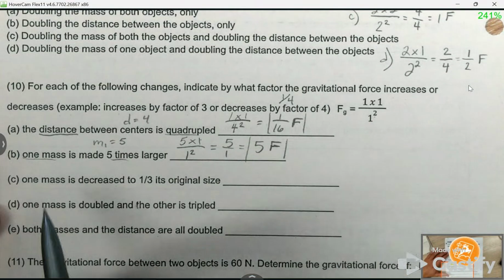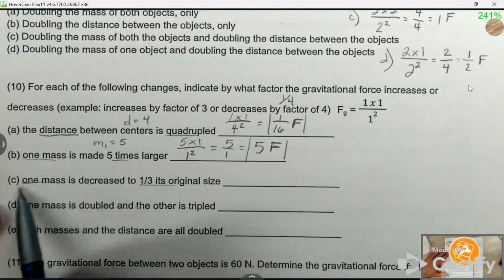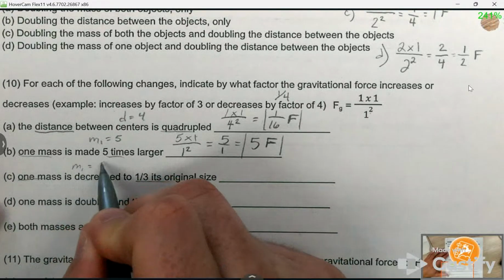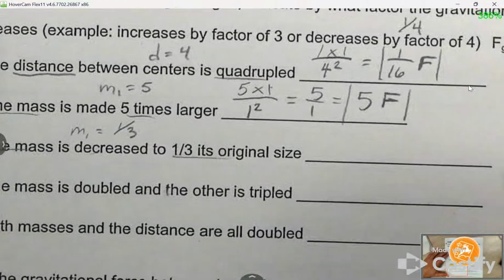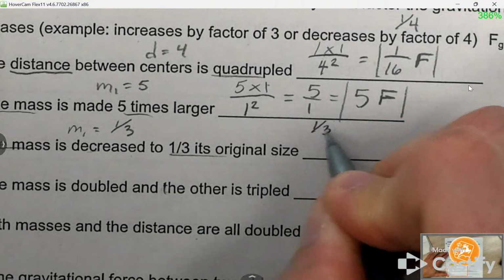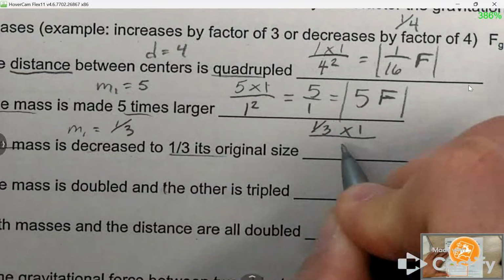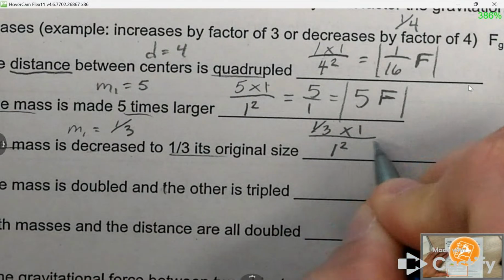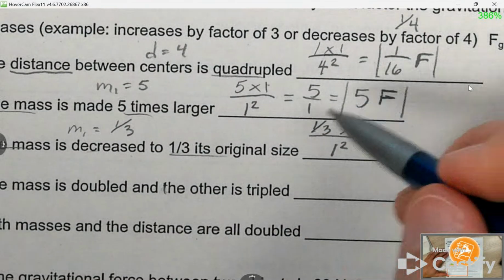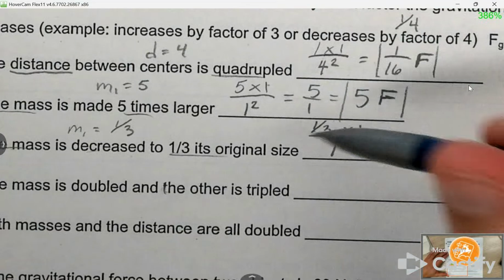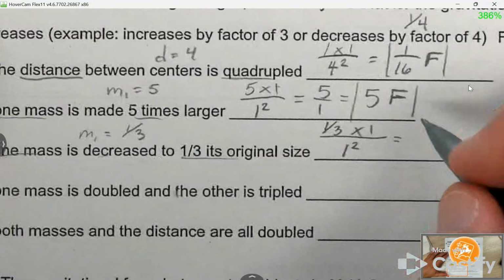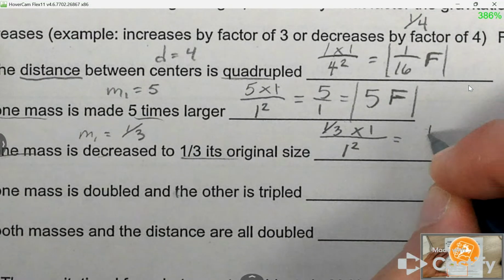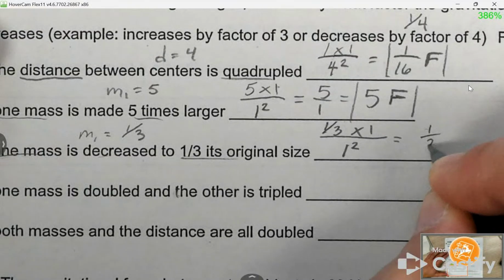Now, one mass is decreased to 1/3 the original size. So I'm going to say the first mass is now going to be 1/3. So you can write it out like that. 1/3, the other mass doesn't change, and distance didn't change, so it's that. Anything times 1 is itself, so it's 1/3, and then anything divided by 1 is still itself. So it basically can become 1/3 over 1, which you reduce down to 1/3 the force.